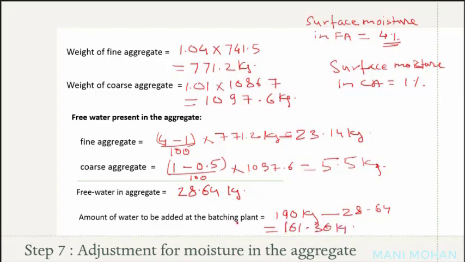So please mark this. When we are making concrete at site, the fine aggregate and coarse aggregate are not in saturated surface dry condition. They have some surface moisture as well as absorption. You need to compute the free water. Once you compute the free water, whatever water was required for saturated surface dry aggregate needs to be deducted by the free water which is already available in aggregate. So here you have 161.36 kg as the amount of water which you need to add.